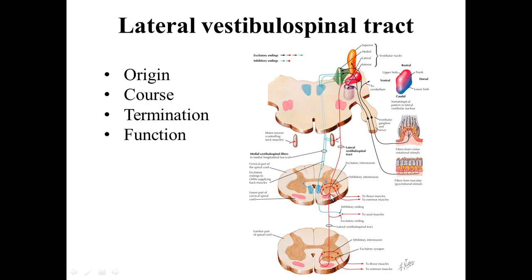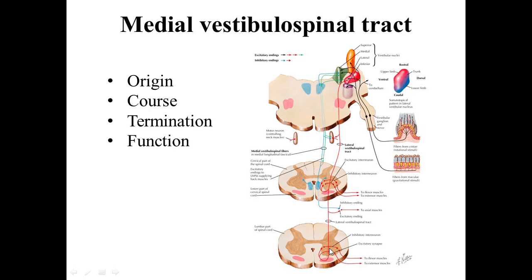And then these fibers terminate in the alpha and gamma motor neurons of the spinal gray matter, and the function is to facilitate the extensor muscles of the limbs. So this tract facilitates the extensor muscles of the limbs.